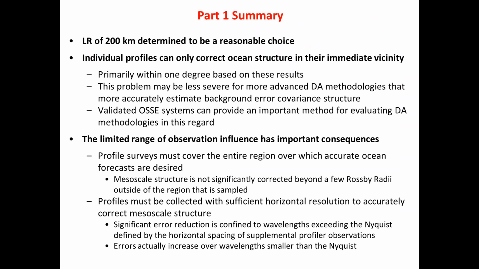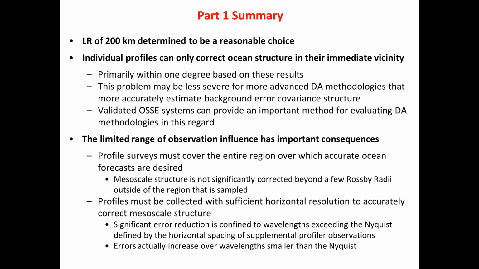Okay, now to summarize part 1. Localization radius of 200 kilometers was determined to be a reasonable choice for our future work, so we're using that. Individual ocean profilers can only correct ocean structure in their immediate vicinity. And these results suggest it occurs primarily within 1 degree for large error reduction. One thing I have to point out is that this result depends on the data assimilation system that we use. We're not using any of the more advanced techniques like 3D-Var, et cetera, to perform this work.